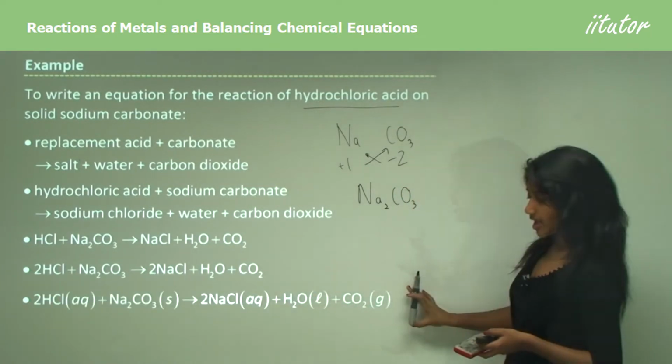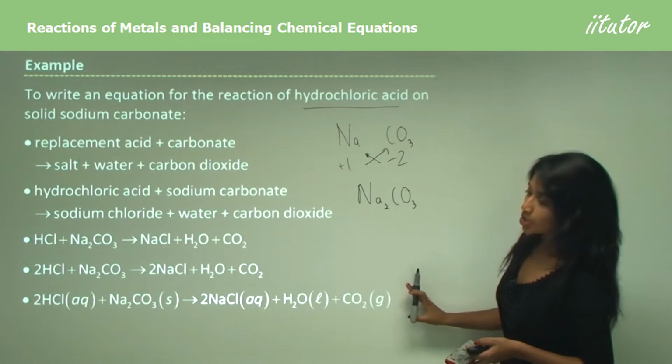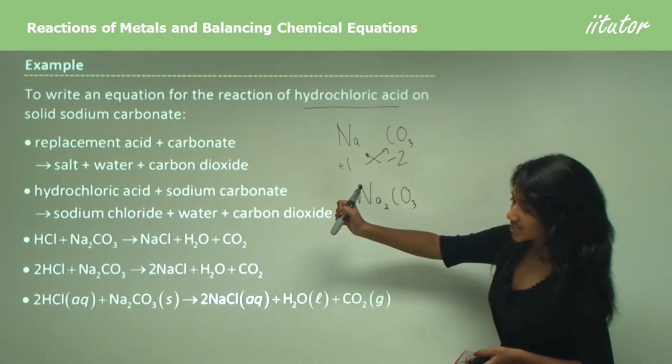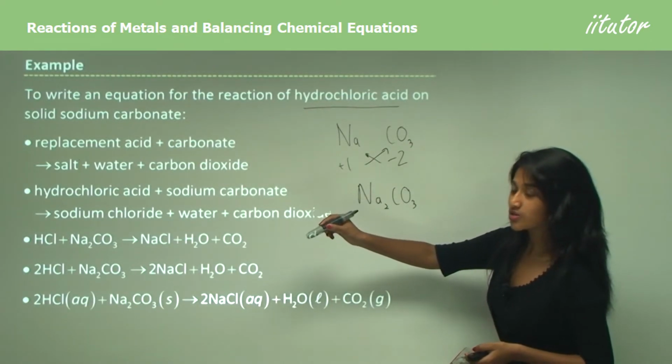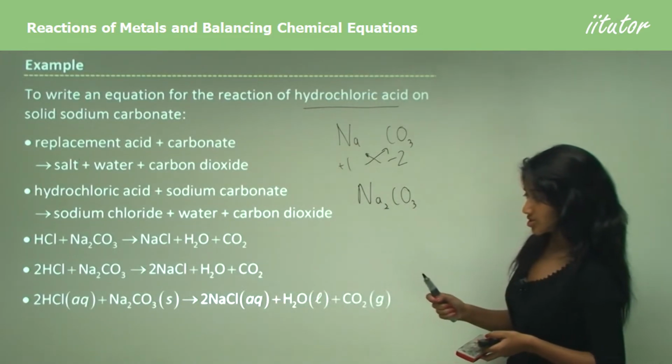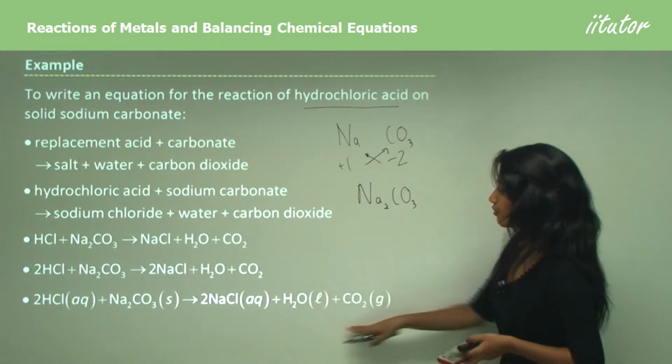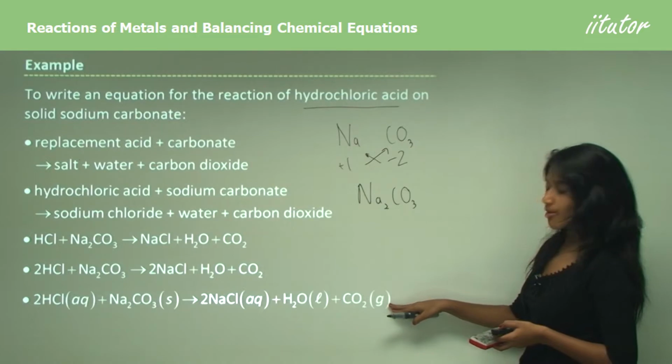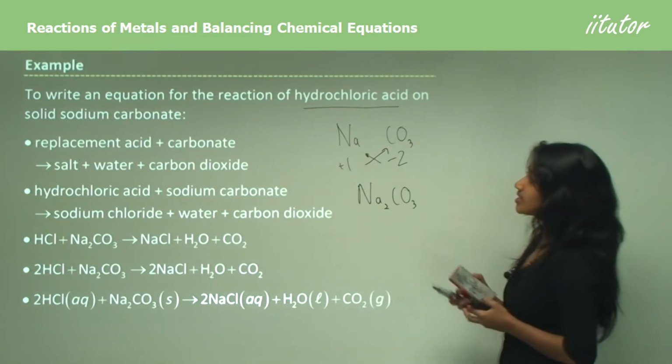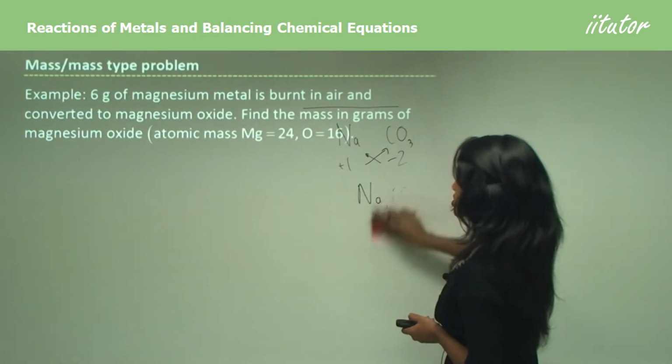So your chemical equation would look like this. You would have 2 hydrochloric acid molecules which are in aqueous form reacting with the sodium carbonate to form this. So you can see the G representing gas. Now let's move on to a question.